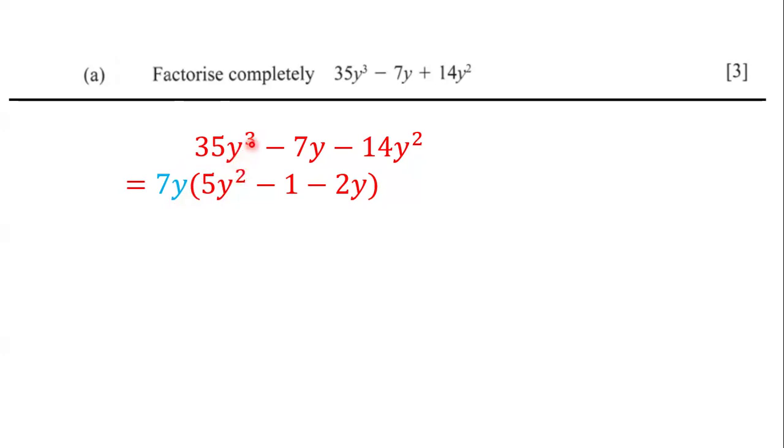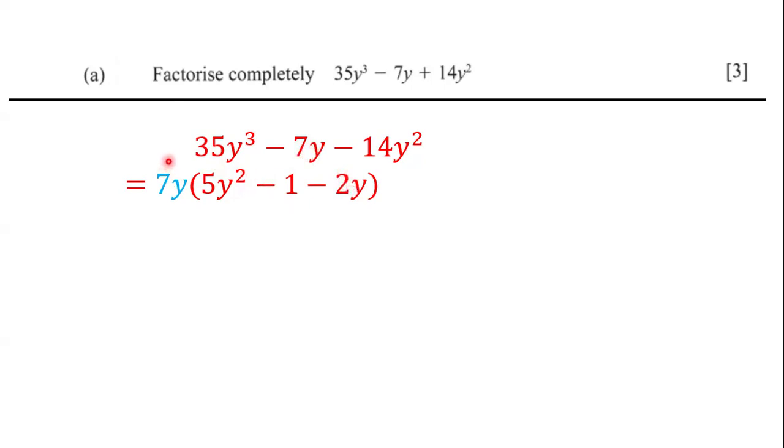Next, we say, okay, what times 7y gives us 7y? And the answer is 7y times 1 is 7y. And so we already have this term accounted for because 7y times 5y squared is 35y to the third power. And we have this term accounted for because 7y times 1 is 7y. Now we have to go on to the third one.